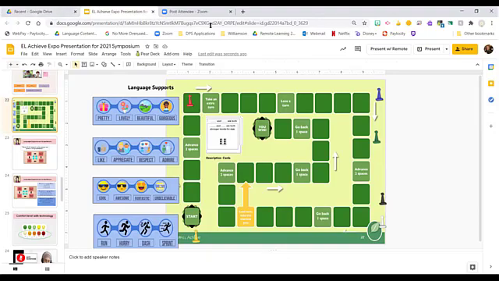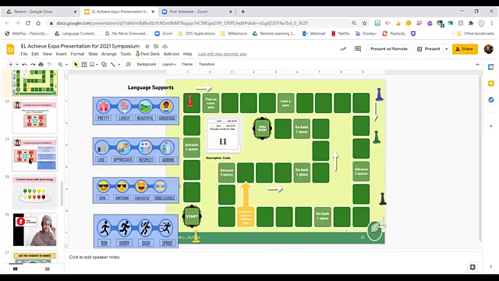So here are your word cards, obviously, and you would order those and send those to the back as you went through.